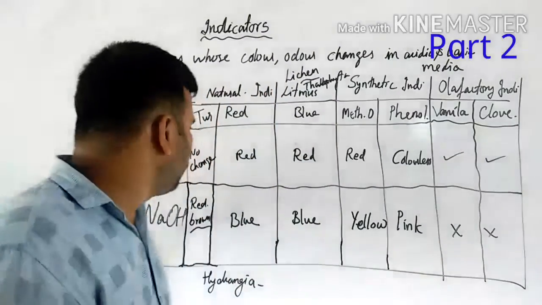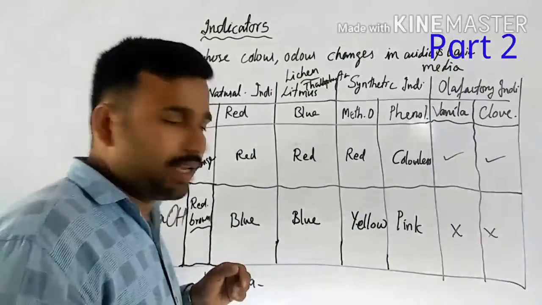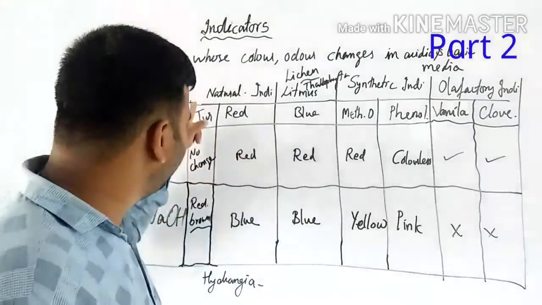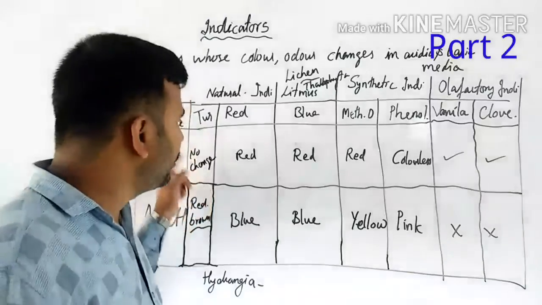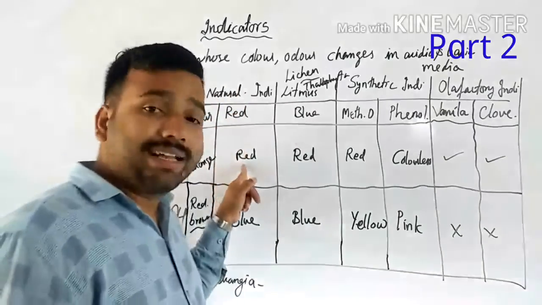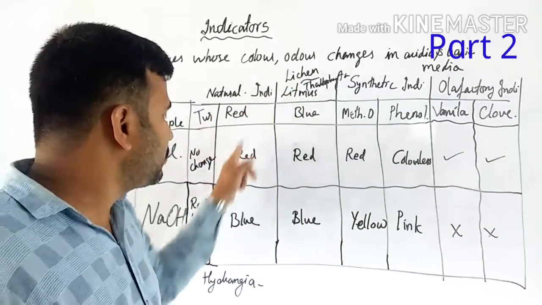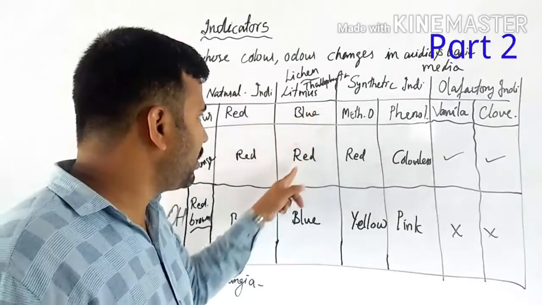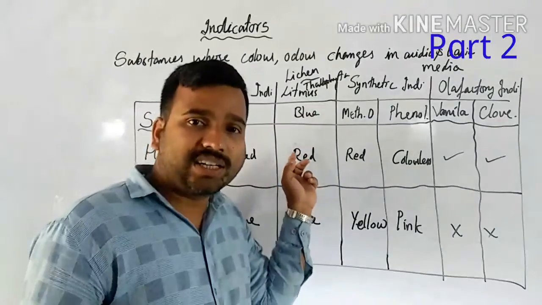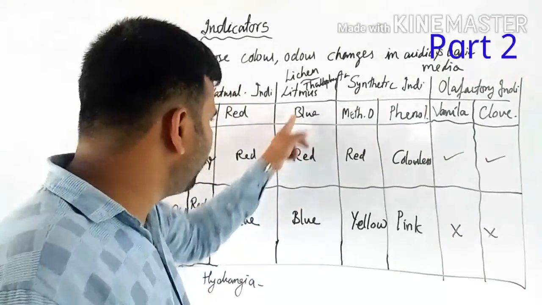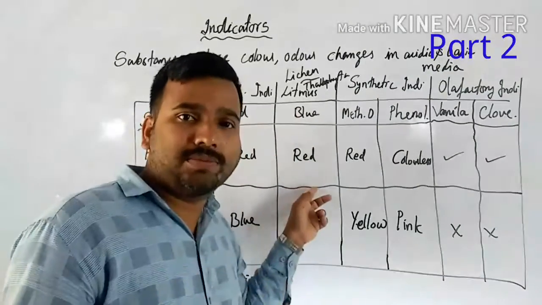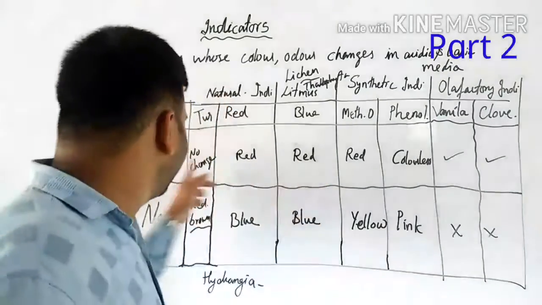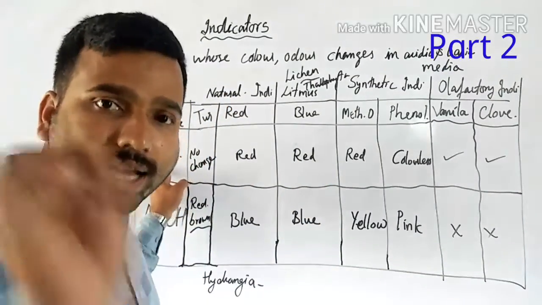Suppose we are taking two samples. One sample we are taking is HCl. Let us see what happens. When HCl comes in contact with the natural indicator turmeric, there will be no change. When it comes in contact with red litmus paper, what will happen? The color will remain as it is. When it comes in contact with blue litmus paper, what happens? The blue litmus paper will now change to red, which indicates that the given sample is acidic.